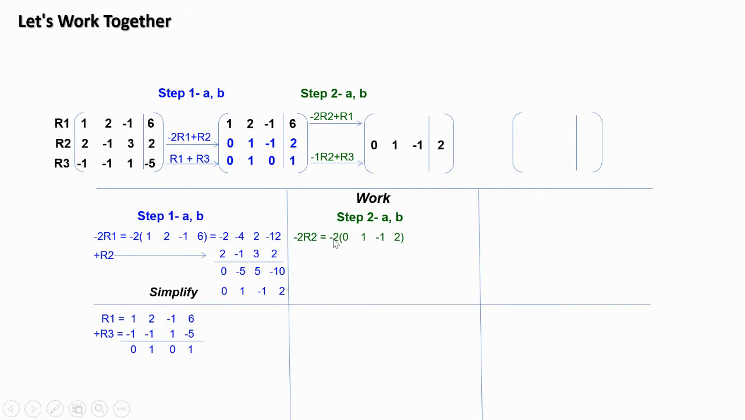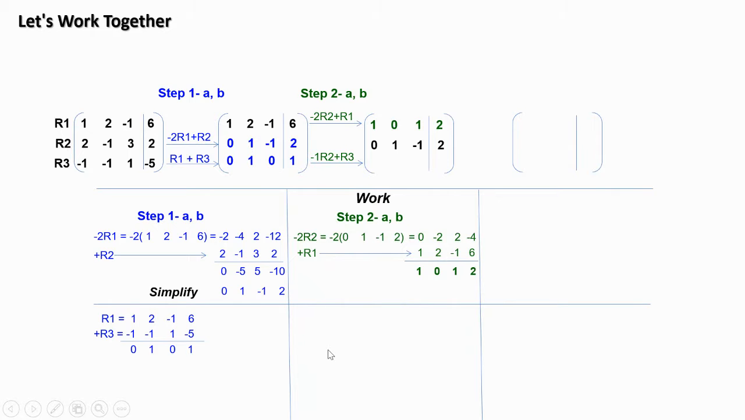-2 row 2 equals -2 times everything in row 2. There's my row 2: 0, 1, -1, 2. After I distribute or multiply -2 times every term, it gives us 0, -2, 2, and -4. Plus row 1, right? Row 1, we just slide it over, which is 1, 2, -1, 6. After we add them, it's going to give us 1, 0, 1, 2. So that's my new row 1.